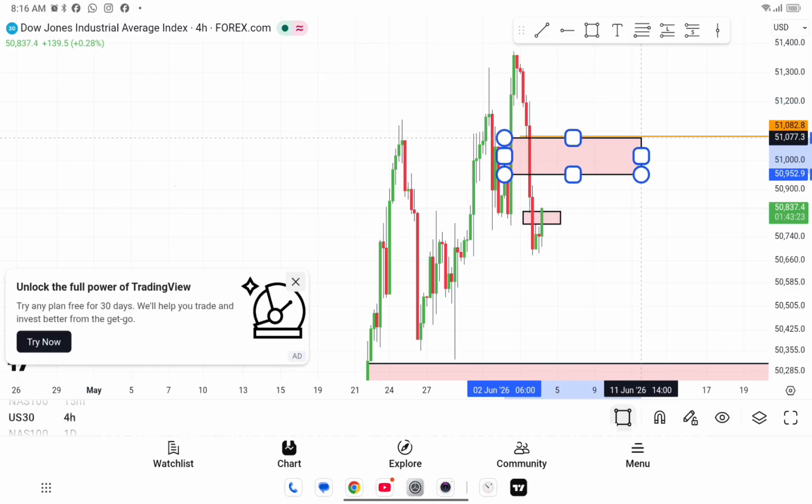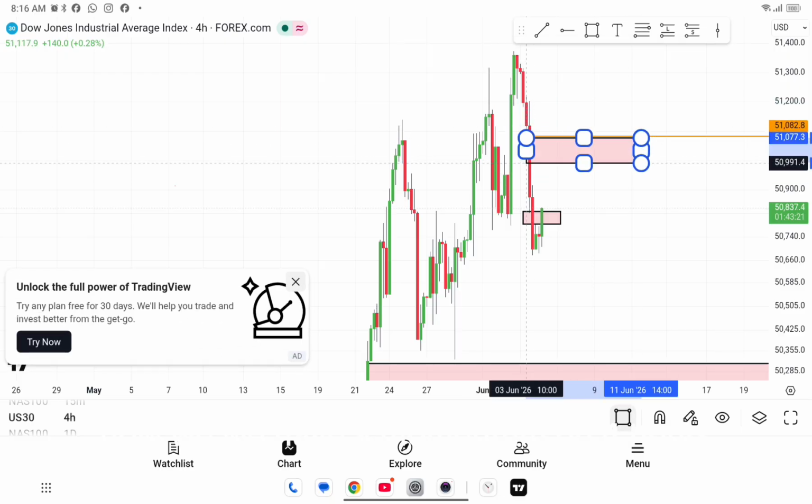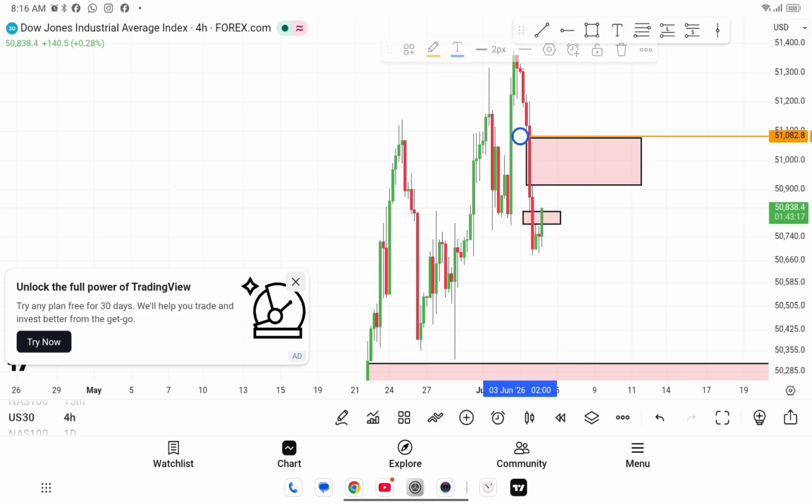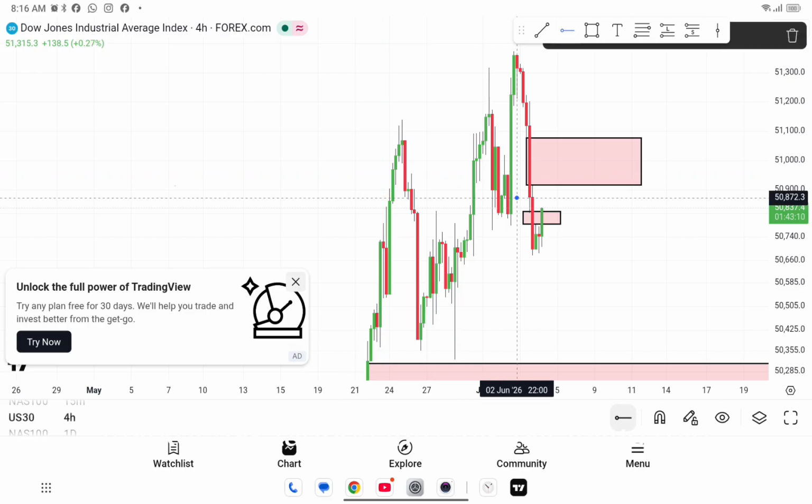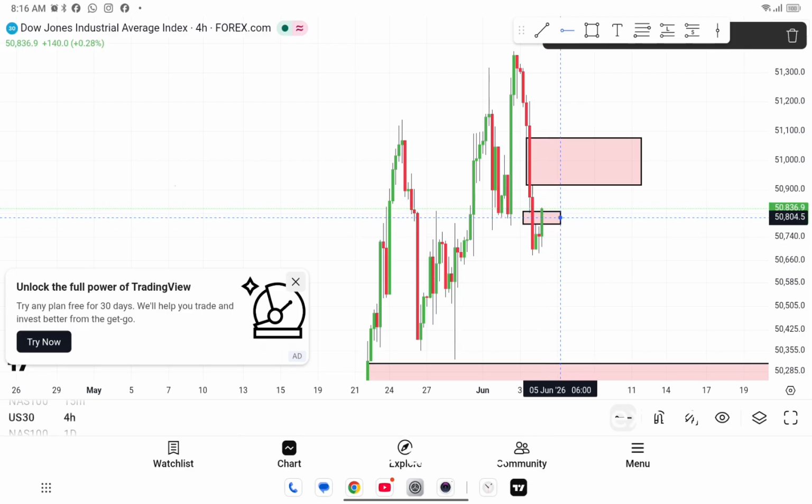Now we have momentum on 4 hours. That's why we have this fair value gap here, and then we have another fair value gap here. The market has tapped into this fair value gap. This is the first candle that taps into it, and the market is still running. So there is nothing we can do here except wait for a close.